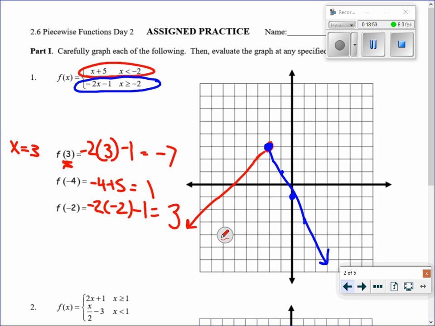So when you have a scenario where you have a closed circle where your pieces are coming together, your options are you can make one of them closed and the other one open, or you can make them both closed. Why is it okay if they're both closed? If I input -2 in the first one in the red, what's your output? Your output is 3. What about when we input a -2 in the second one? Your output is 3.